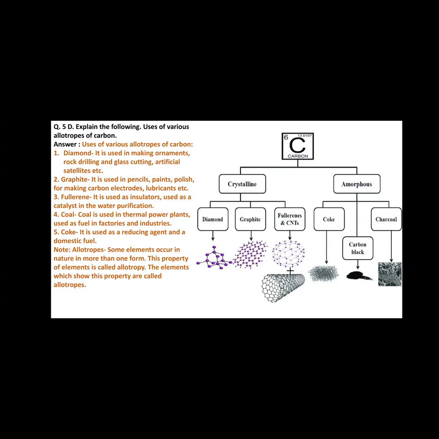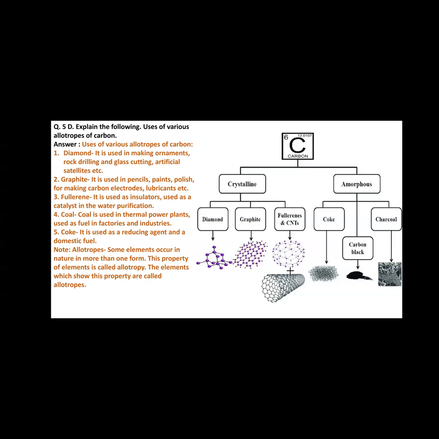Now, as we know, there are many types of allotropes of carbon present. So one by one, we are listing out their uses. As we already discussed, diamond is used in rock drilling, glass cutting, artificial satellites, etc. Then graphite is used in pencils, paint, polish, carbon electrodes, lubricant, etc. Then fullerenes are used as an insulator, and as a catalyst in water purification. So these diamond, graphite, and fullerenes are allotropes of carbon in crystalline form.